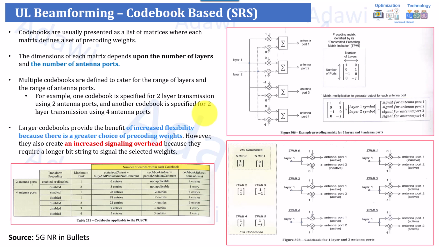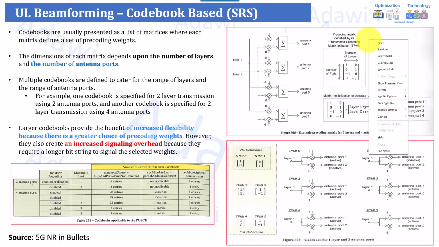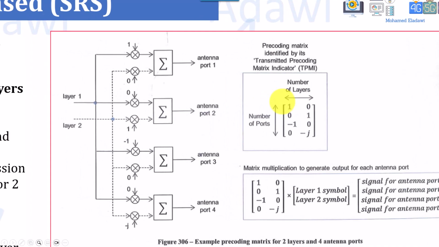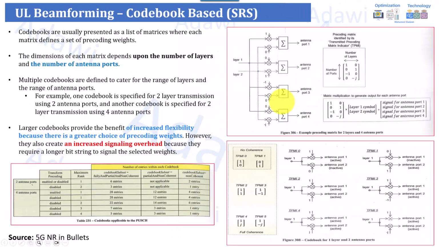Actually, this slide is just speaking again about the uplink beamforming, codebook-based. Here I just would like to deliver two important pieces of key information. The first one is related to how the pre-coding matrix is identified by its TPMI. So for example, this is how, let me zoom in here. As you can see, first of all, there is a list of, as mentioned here, matrices where each matrix defines a set of pre-coding weights.